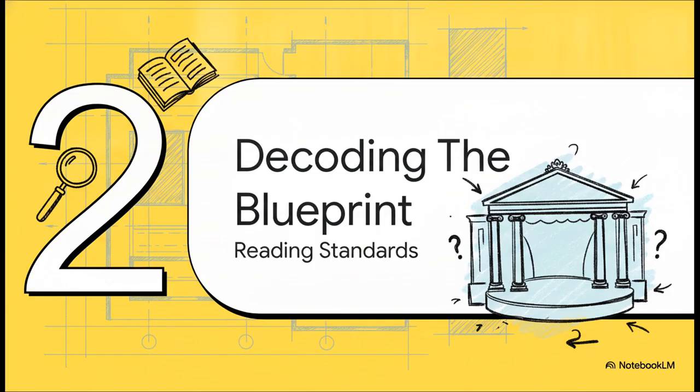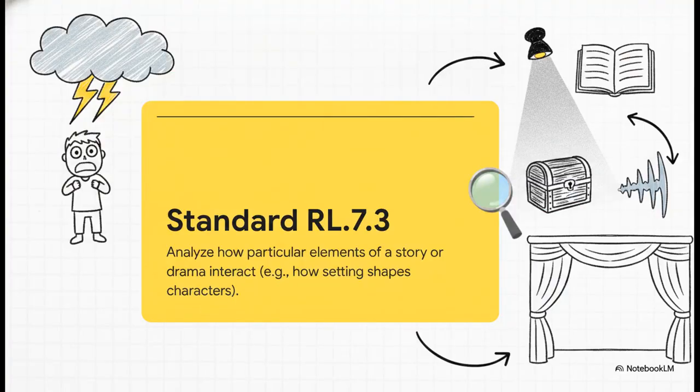Decoding the blueprint. To build that knockout performance, we've got to read our architectural blueprint, the specific reading standards for literature that guide our analysis. Let's look at standard RL 7.3. Analyze how particular elements of a story or drama interact. This might be how a dark, stormy setting shapes a character's fear, or how a specific prop changes the plot.